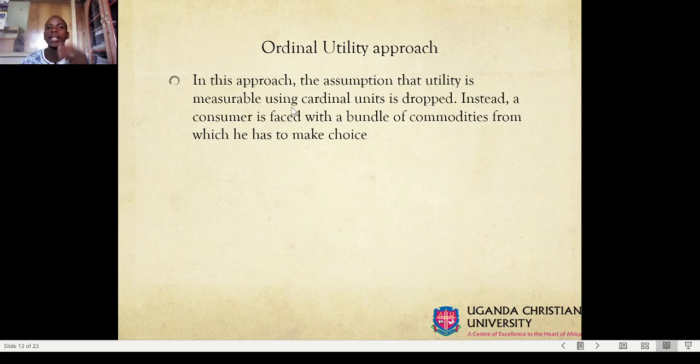bundles. I gave an example that one bundle could be a cup of coffee with 2 pieces of bread, and the other bundle is 2 cups of coffee and then 1 piece of bread, and you have to make a choice based on what you prefer. Do you prefer to have more tea or you prefer to have more bread? All together, those are the bundles you're presented with and you make a choice.